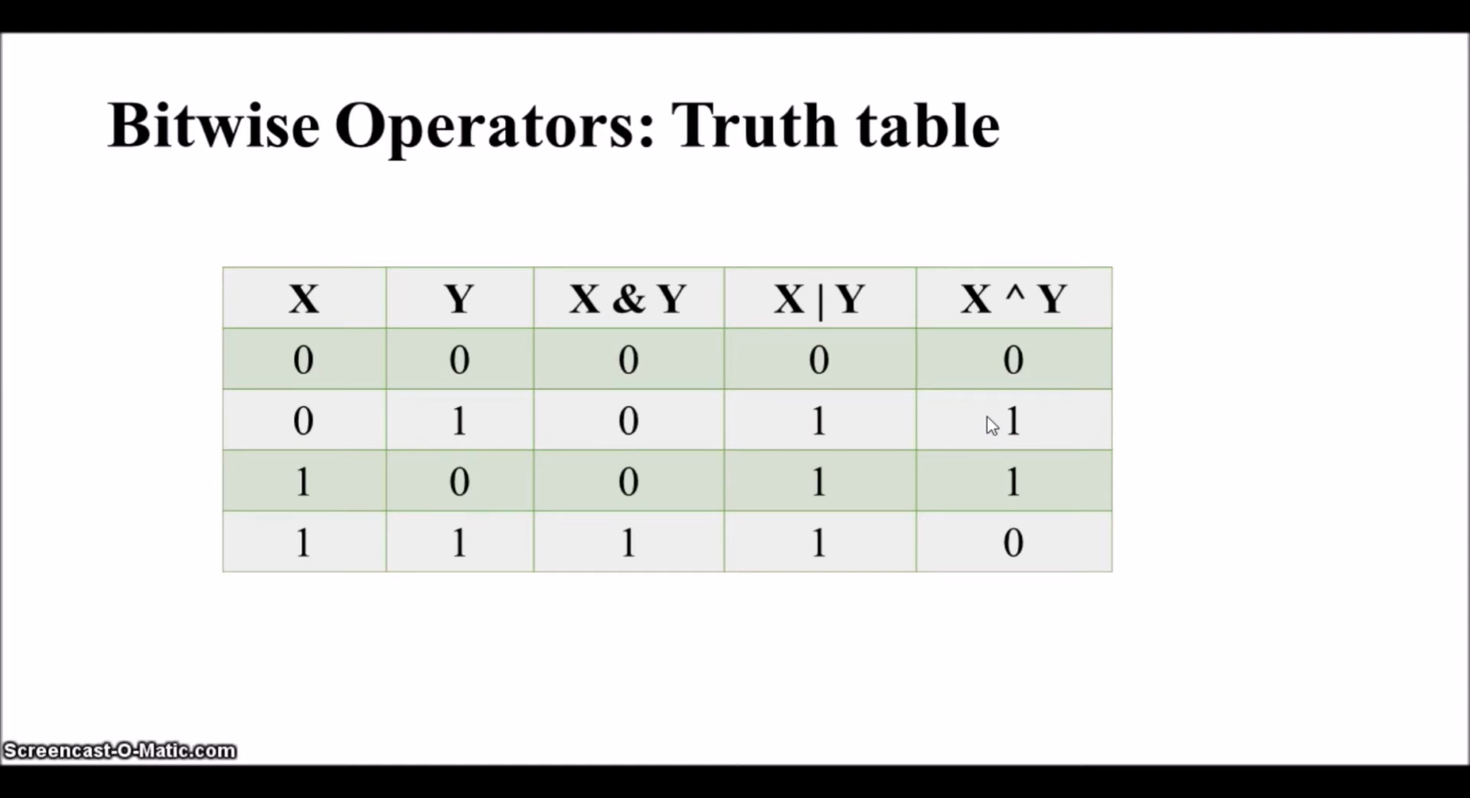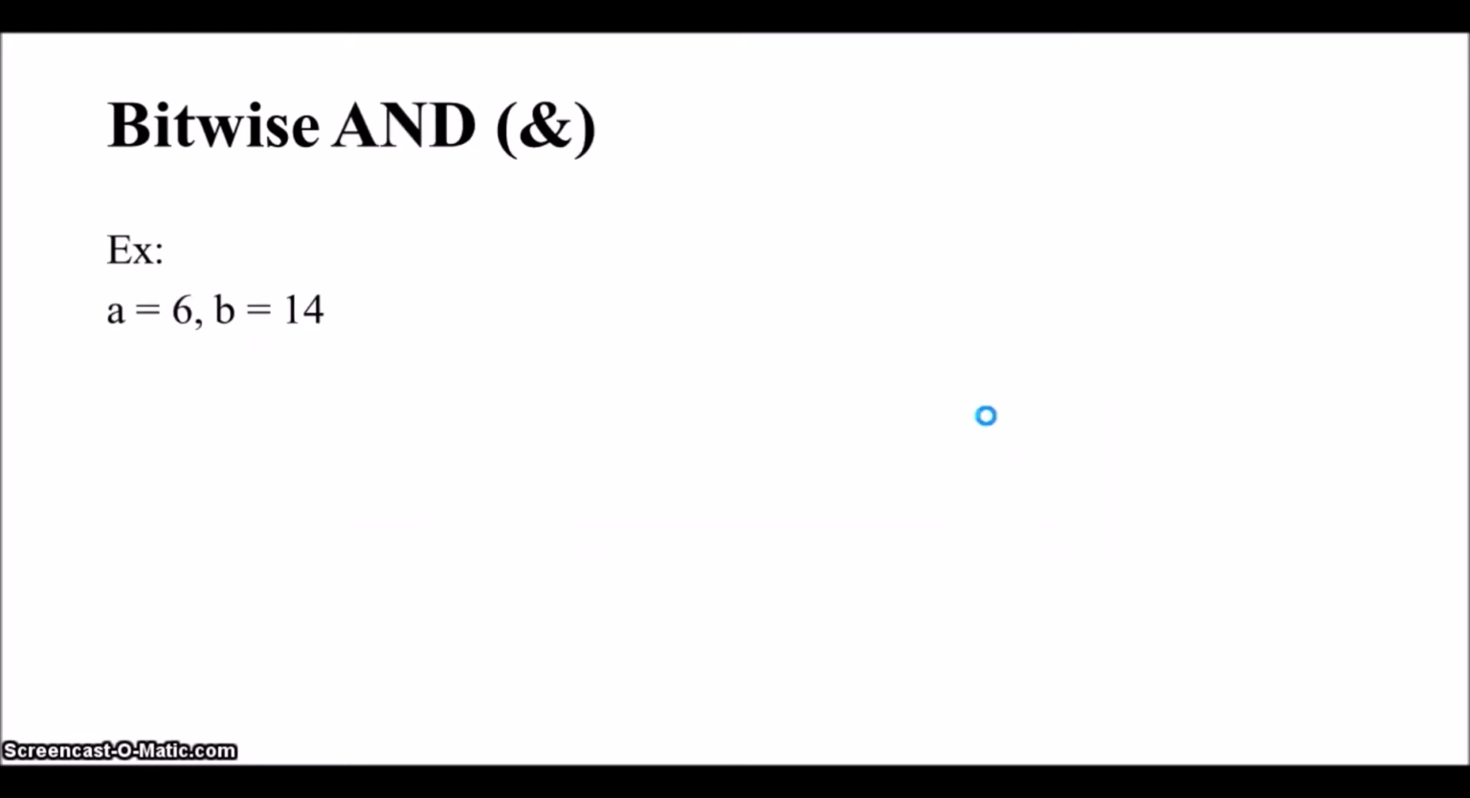Let's look at each of these bitwise operators in detail. Let's start with bitwise AND, but before that, the bitwise logical operators work on data bit by bit, starting from the rightmost bit, which is called the least significant bit or LSB, working towards the leftmost bit called the most significant bit, MSB. Coming to the bitwise AND operator, the logical bitwise AND operator is denoted by a single ampersand symbol.